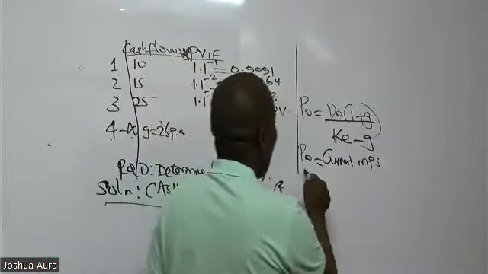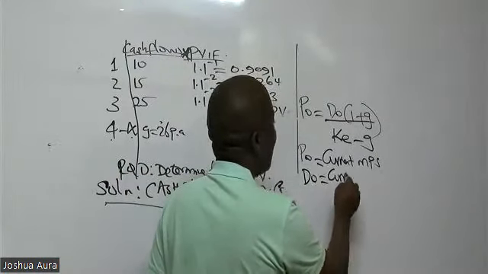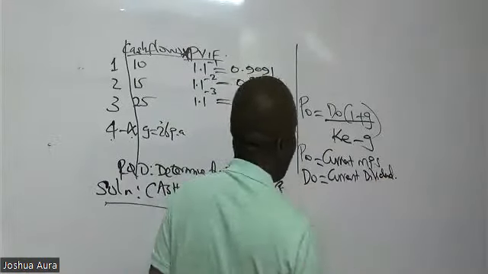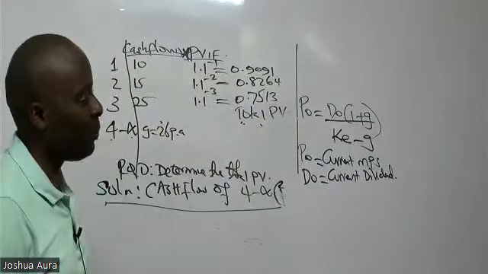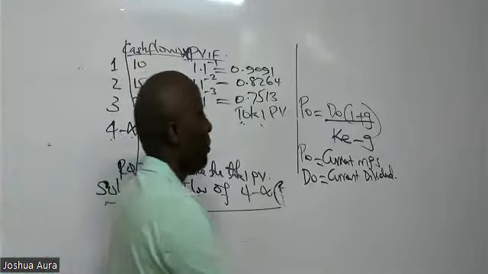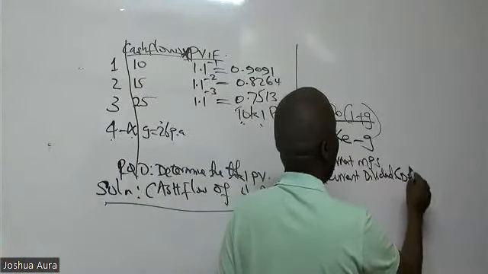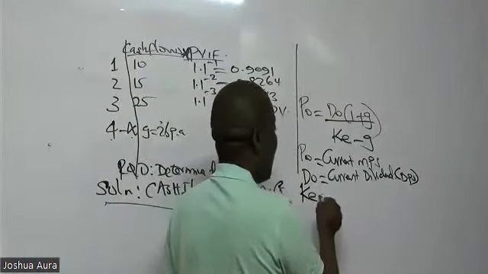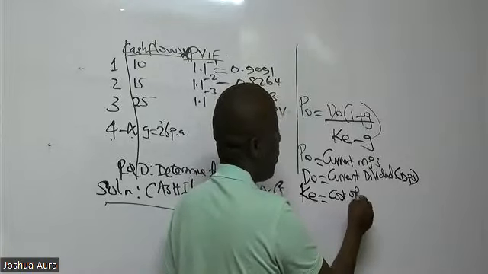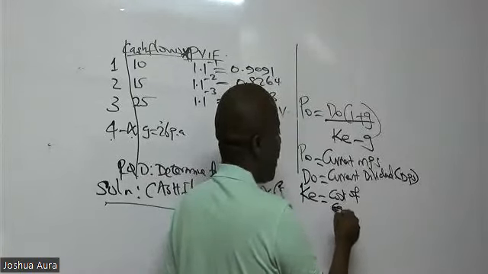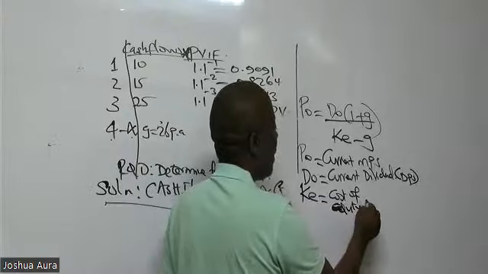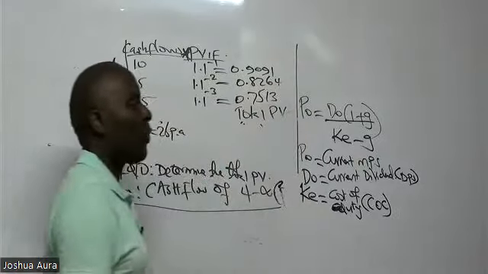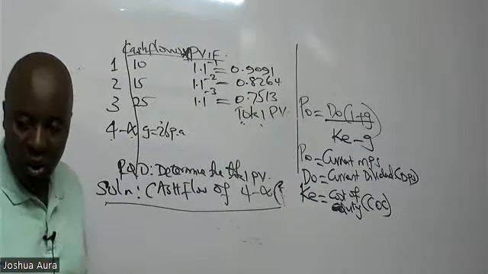And then we have DO. DO is the current dividend, current dividend per share, DPS. Actually, I should have used here DPS, current dividend per share. And then we have a KE. KE here is cost of equity. In our case, we shall be using this as our cost of capital.